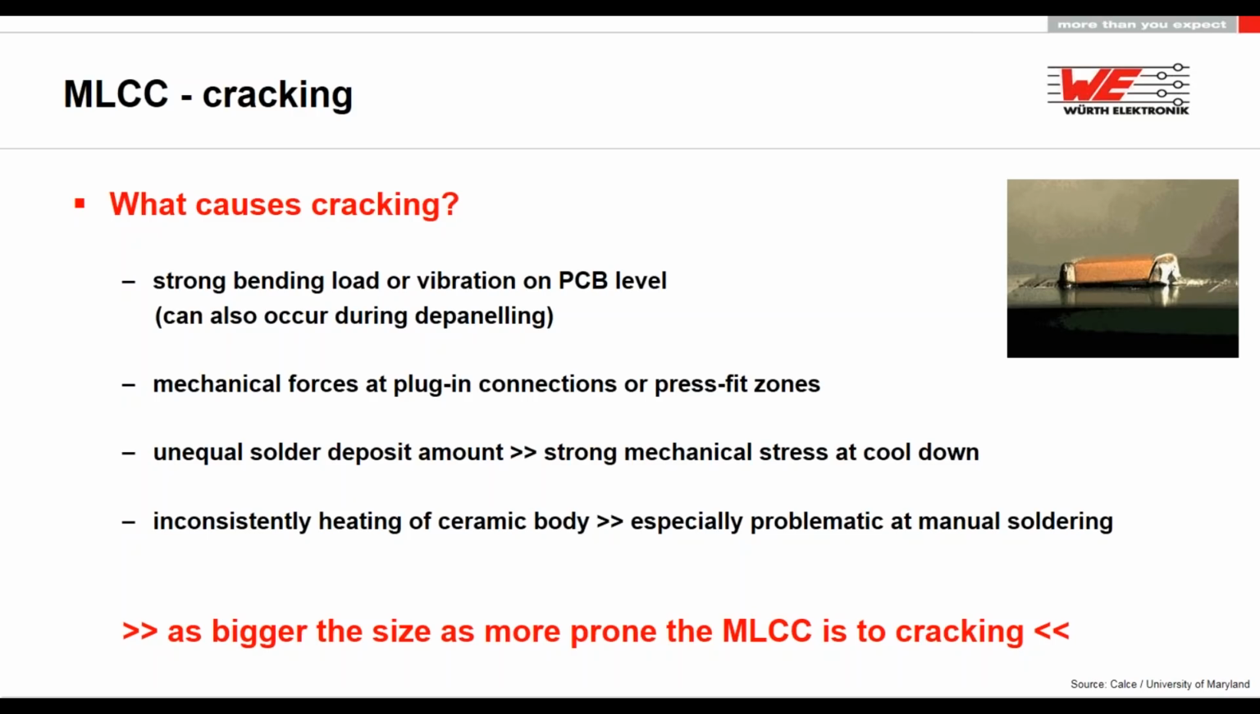If you have unequal solder deposit amount, it can be an issue, because at cool down, you really can get so much stress that it really tears away the ceramic body. And also, especially inconsistent heating, for example, at manual soldering. So if you do prototyping, it can also happen if you have bigger sizes, let's say crack, because of this inconsistent heating. If you do not heat them up similarly on both sides. And said in a simple way, the bigger they are, the more prone they are to cracking.